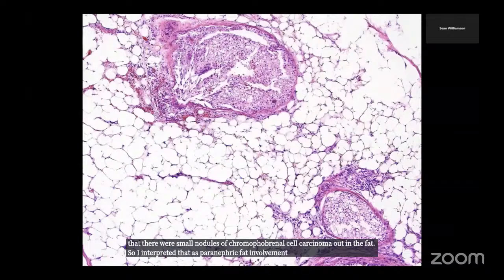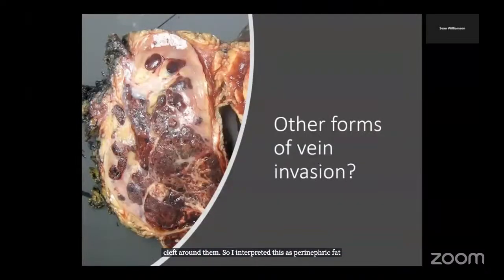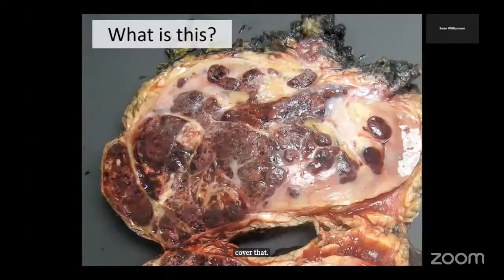It is possible that some of these represent lymphovascular involvement, but hard to say for sure since there's not much of a cleft around them. So I interpreted this as perinephric fat invasion, just to sort of cover that. Another form of vascular involvement in renal cell carcinoma is so-called retrograde venous invasion.